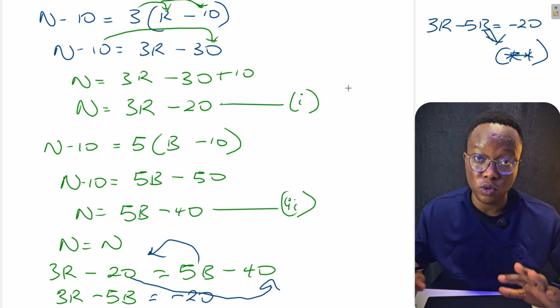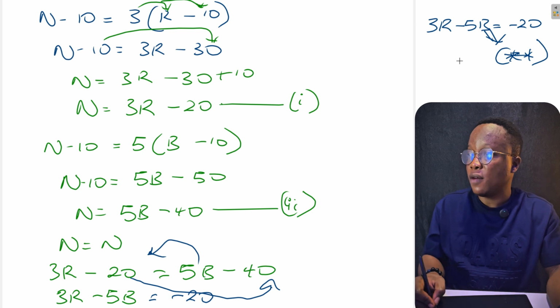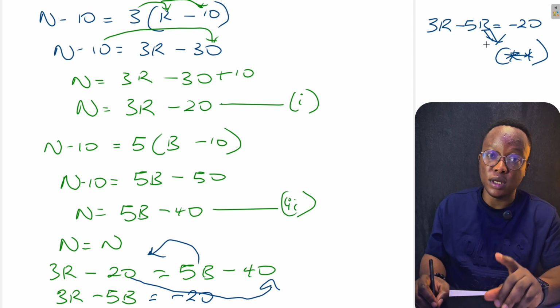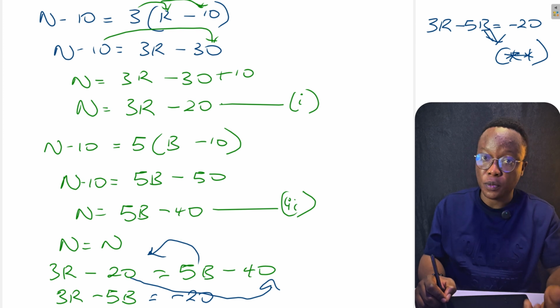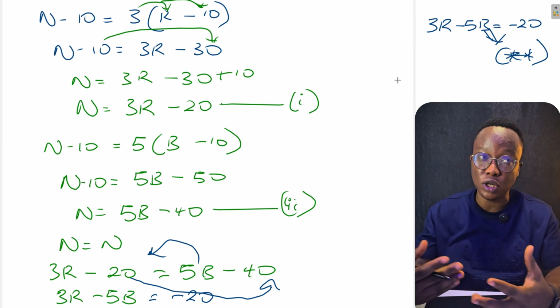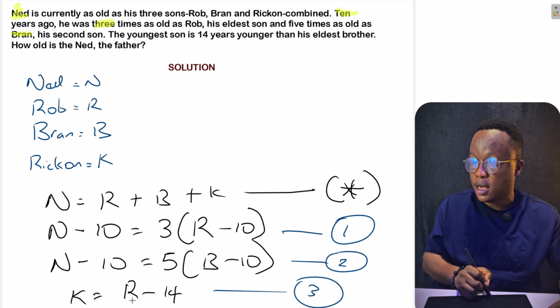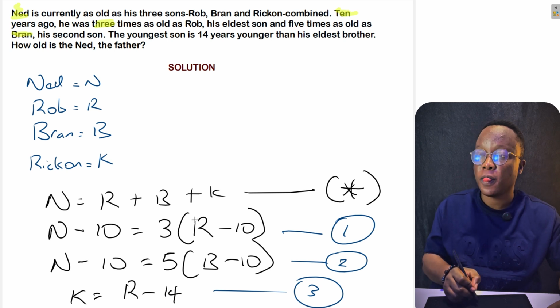Okay? We call that equation star. Now, what do we do next? We have an equation that now relates Rob's age with Brandon's age. So our aim now is to look for another equation that will relate the two of them. From equation 3, we can see that K is equal to R minus 14. That's Rob minus 14. So let's input equation 3 into the equation star.